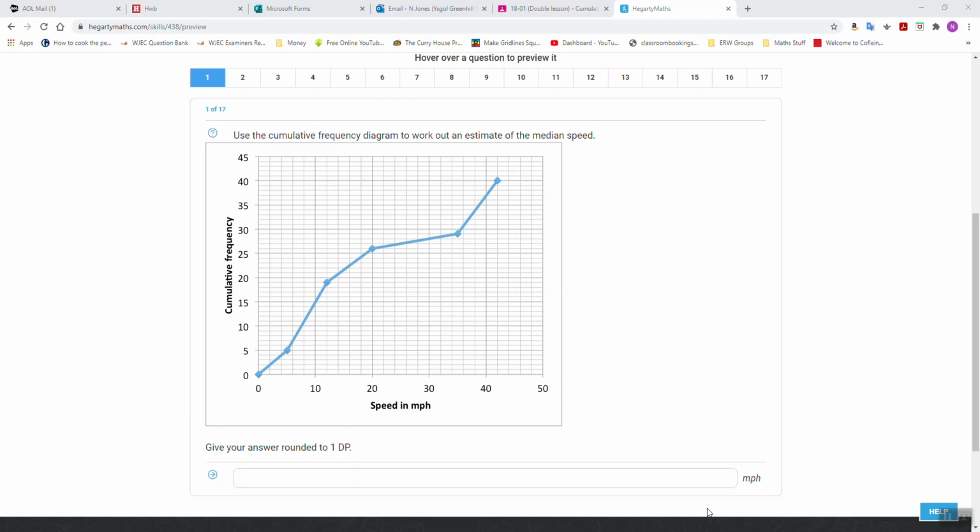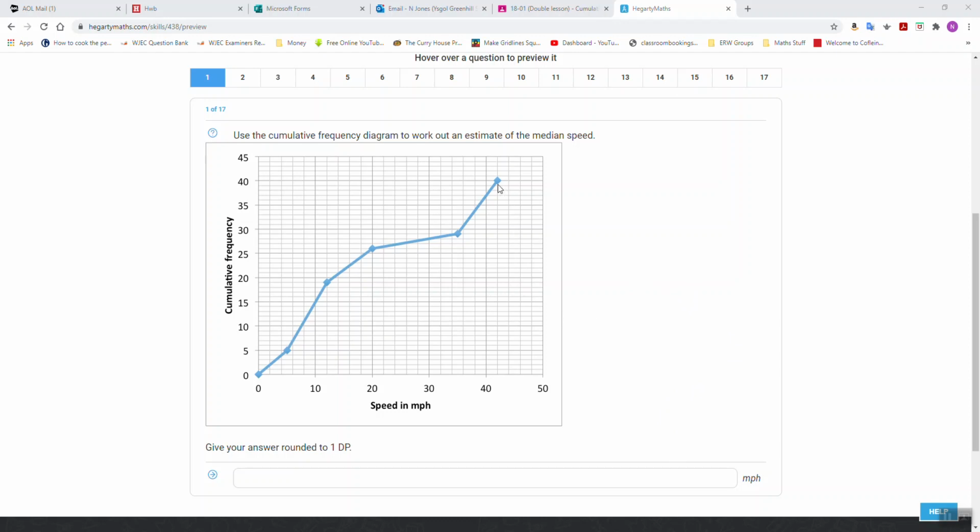Okay, quite a few of you are making some mistakes with these Hegarty questions. So if I just take you through a few of them. Apparently these are generated randomly, so your questions might look a little bit different to these, but the principle is the same. So this question: use the cumulative frequency diagram to work out an estimate of the median speed.